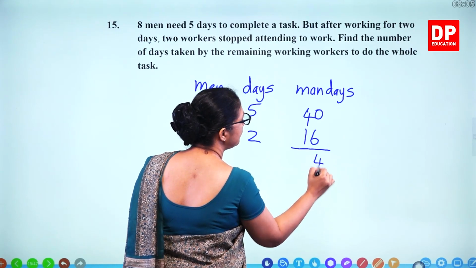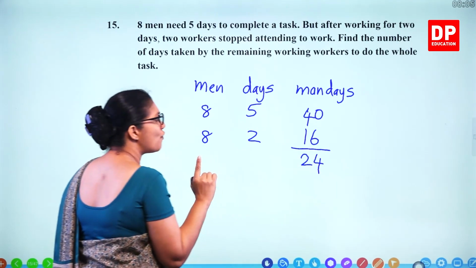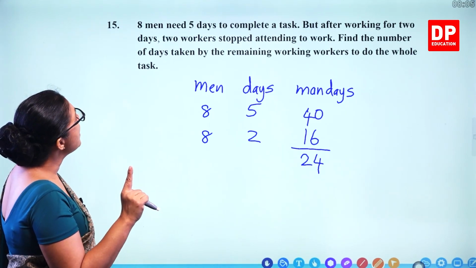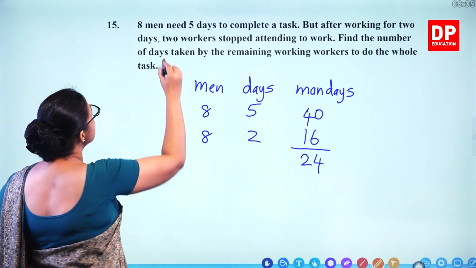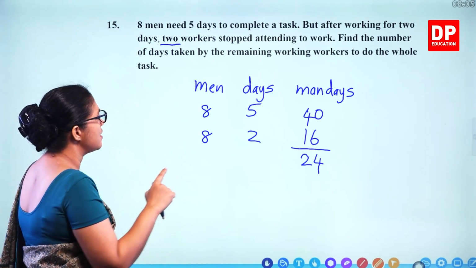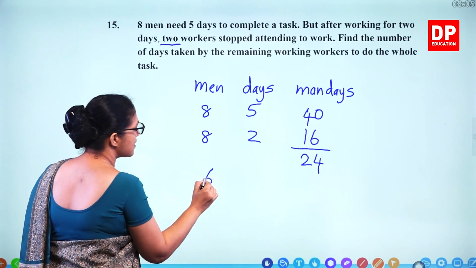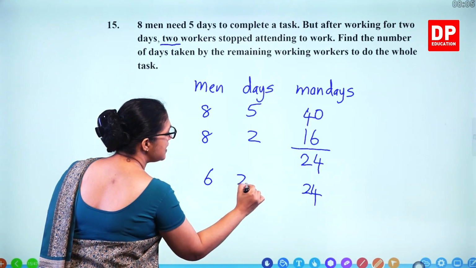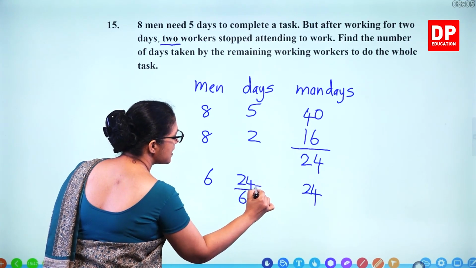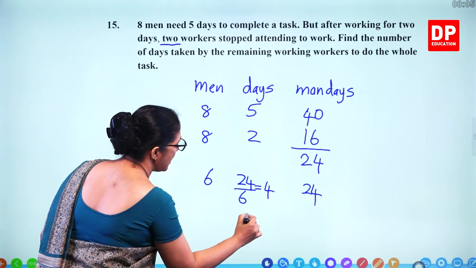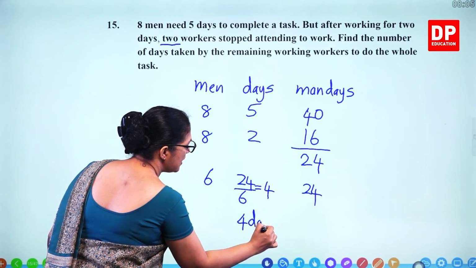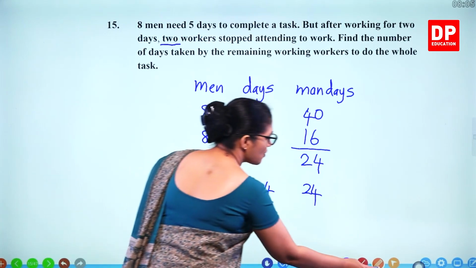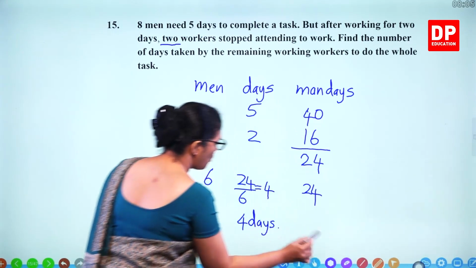So what's the remaining number of man days? 24 man days are there. Now 24 are there. So how many workers now? 2 workers stopped attending. So that means now 6. 24 man days remaining. So how many days needed? 24 divided by 6. That's 4 days needed to complete the task. So 2 marks for that.